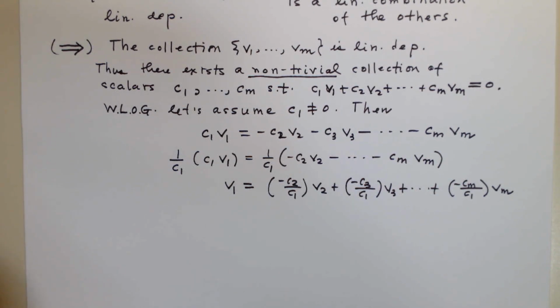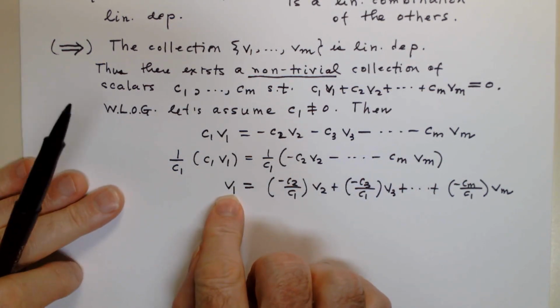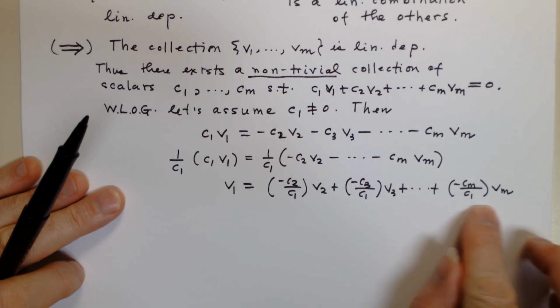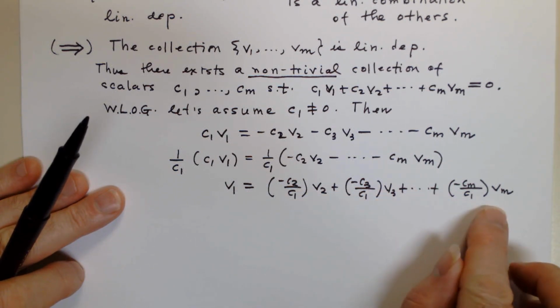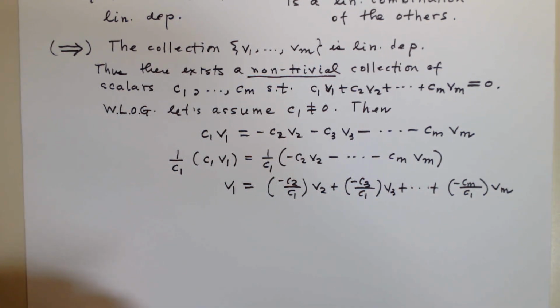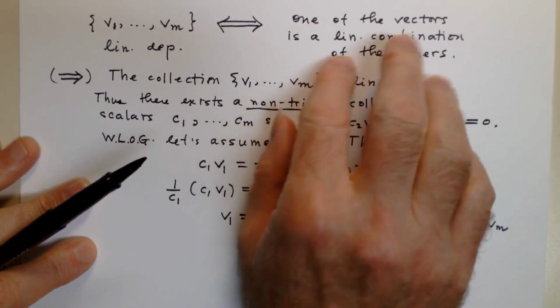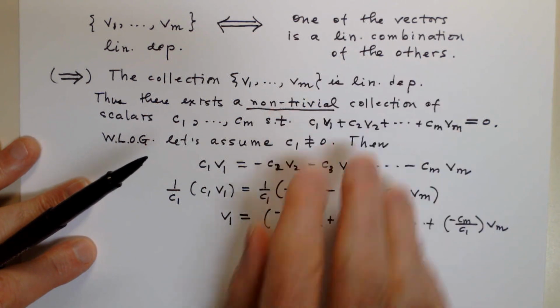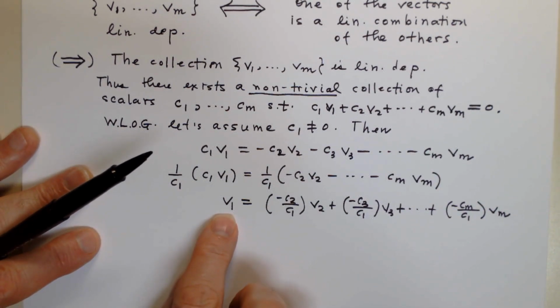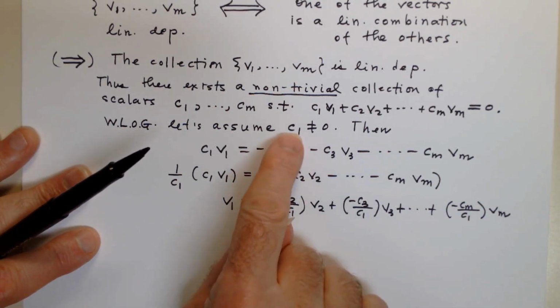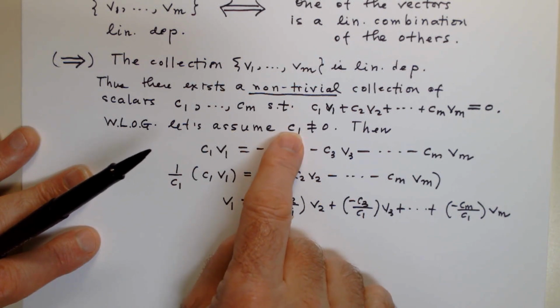Now, what are we seeing here? We're seeing that V1 is now being expressed as a linear combination of V2 through Vm, right? It says one of the vectors is a linear combination of the others, and here we're saying, in fact, it's V1. Why is it V1? Because that's the one that had the non-zero coefficient.